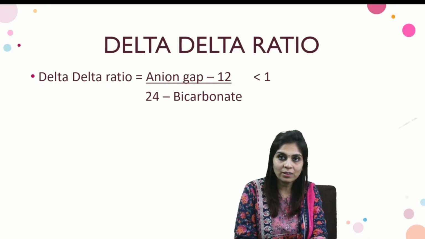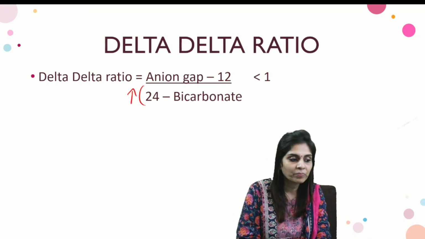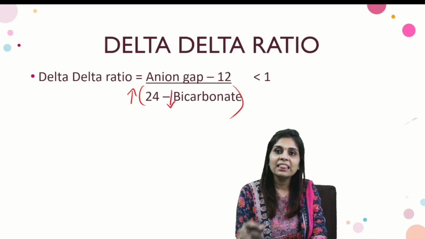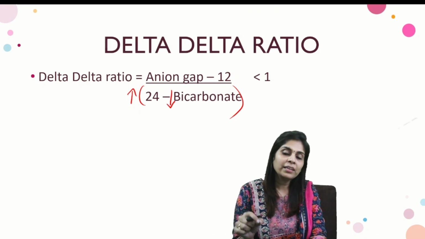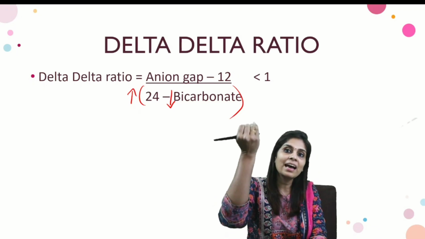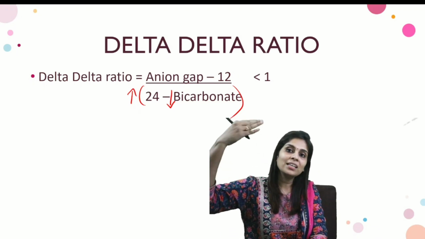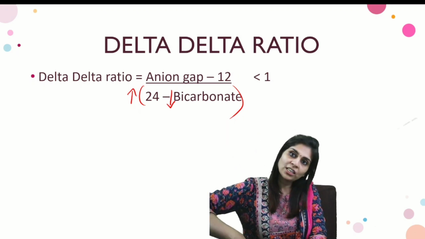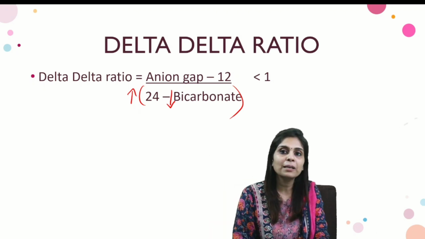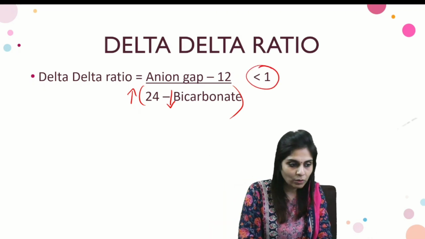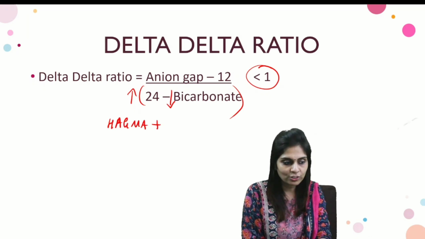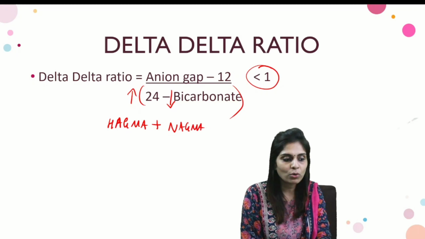If the ratio is less than 1, it means the denominator is high. When will the denominator be high? When the bicarbonate value is low. This means the reduction in bicarbonate that is observed in this person is not exactly explained by an increase in anion gap. That is, more than the increase in anion gap, there is a disproportionate fall in bicarbonate. So there is an additional hidden normal anion gap metabolic acidosis. So if it is less than 1, the inference is it's a combination of high anion gap metabolic acidosis and a normal anion gap metabolic acidosis.